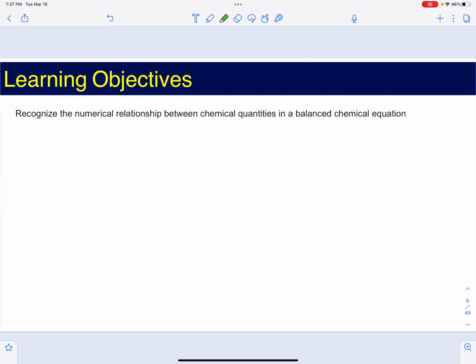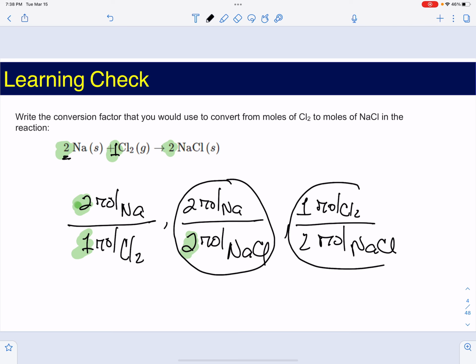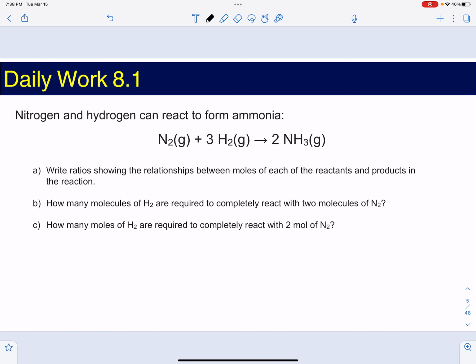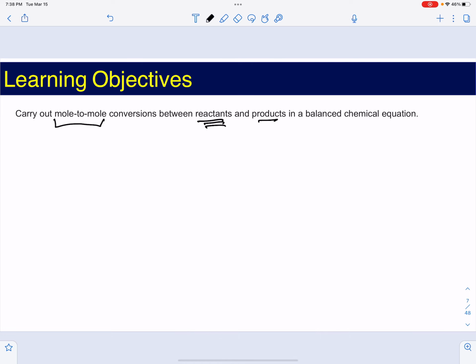So, moving to a new learning objective. After leaving this one behind, the new learning objective is: can you carry out mole to mole conversions? What we just did are the mole to mole conversions, and we're going to use them on the train track by canceling what we don't want and finding what we want. So, carry out mole to mole conversions between reactants and products in a balanced equation. It has to be balanced before you can do anything like that.